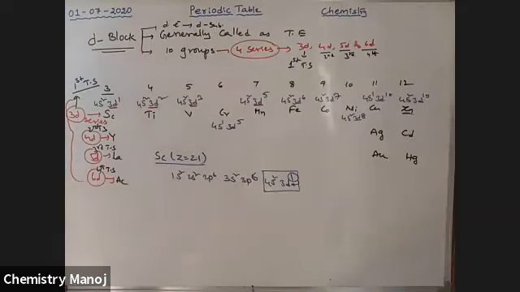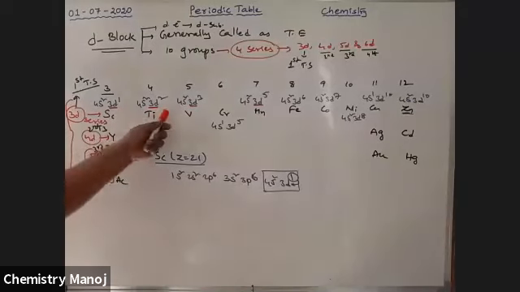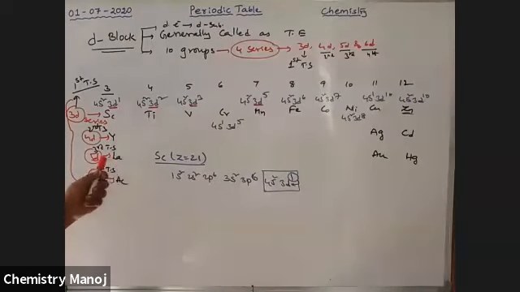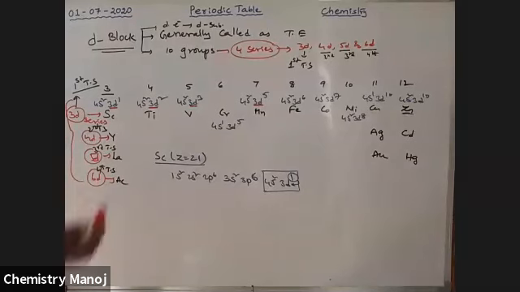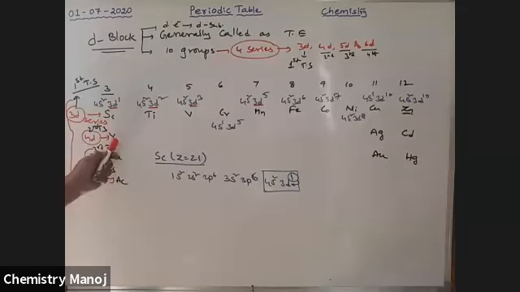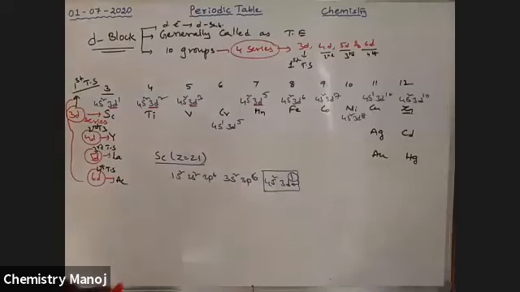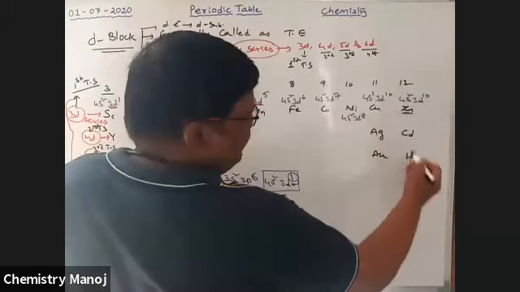Because all d block elements are generally called transition elements, these series are also called first transition, second transition, third transition, and fourth transition. First transition means the 3d series. Second transition means the 4d series. Next, the last group elements: zinc, cadmium, mercury.